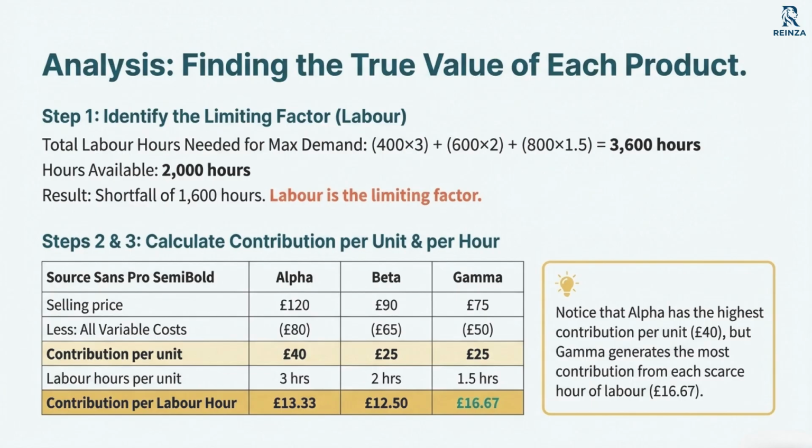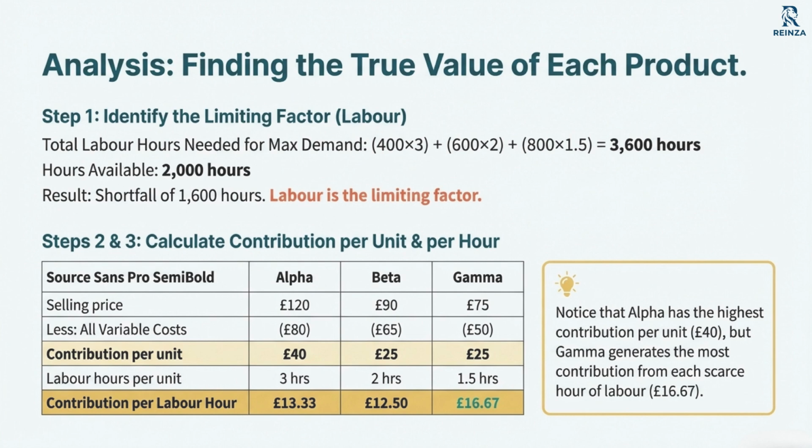1,200 plus 1,200 plus 1,200 equals 3,600 hours total. But we only have 2,000 hours available. We need 3,600 but have 2,000. That is a shortfall of 1,600 hours. Labor is definitely our limiting factor.